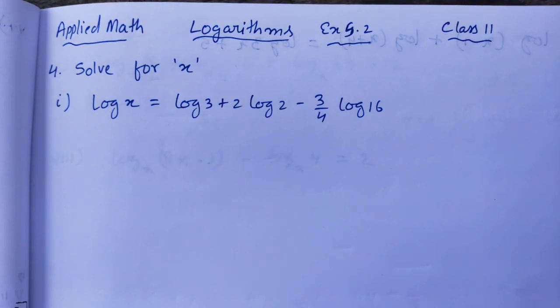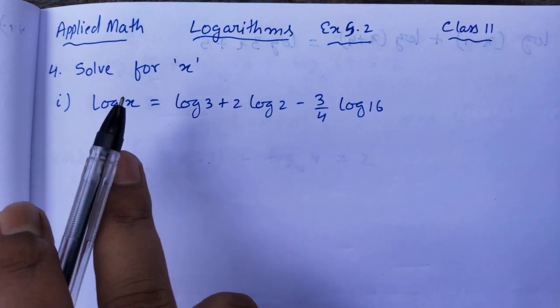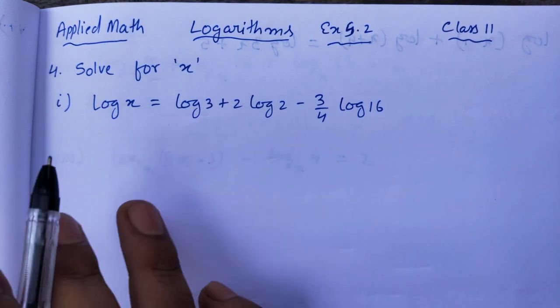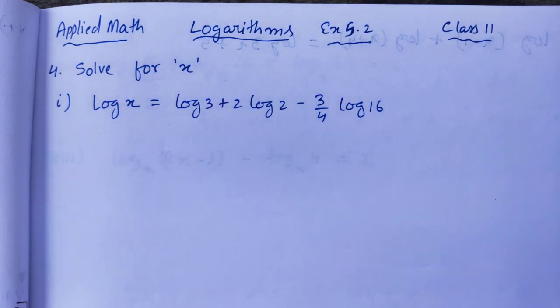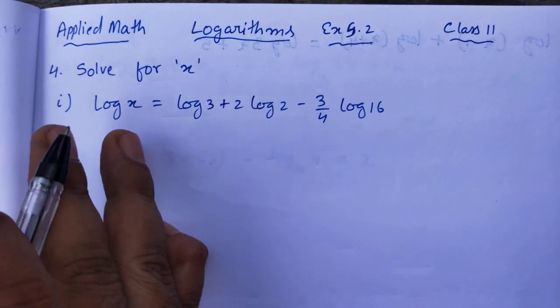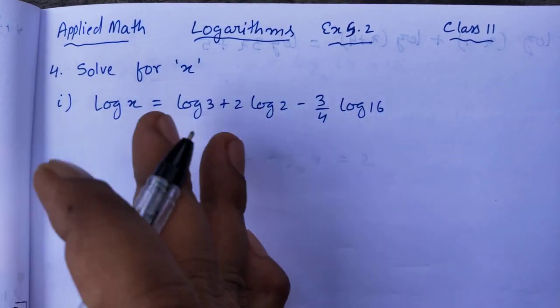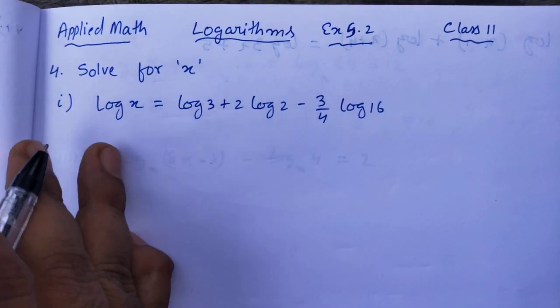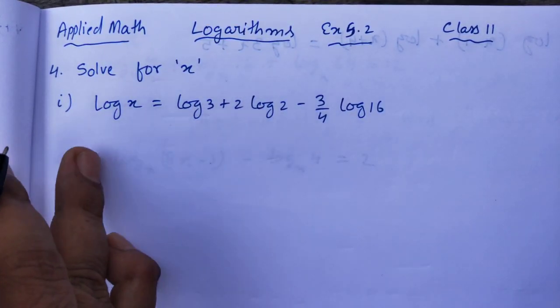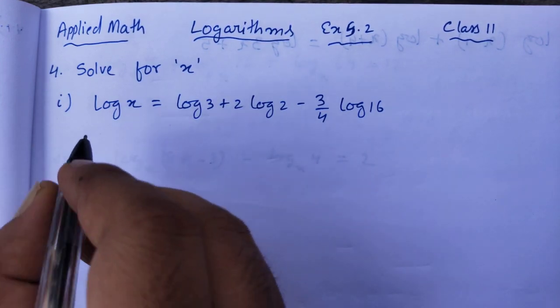Today we'll do exercise 5.2 logarithms. This question number 4 is to solve for x. We have to find the value of x. So what we have to do is we'll try to make single log on both sides and cancel the log and find the value of x.